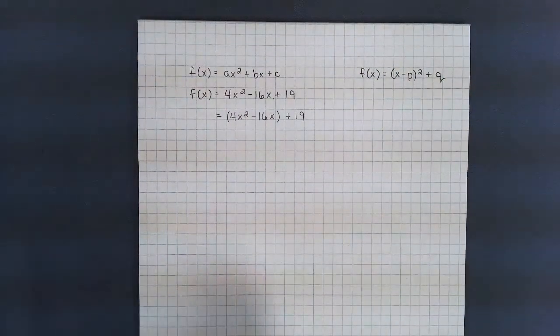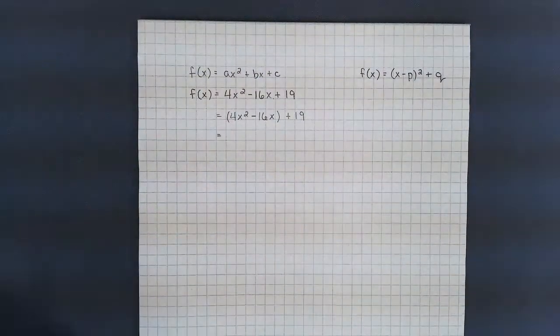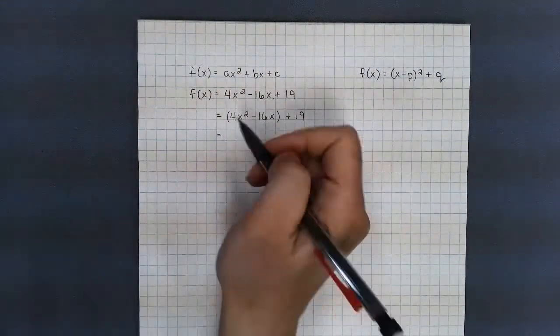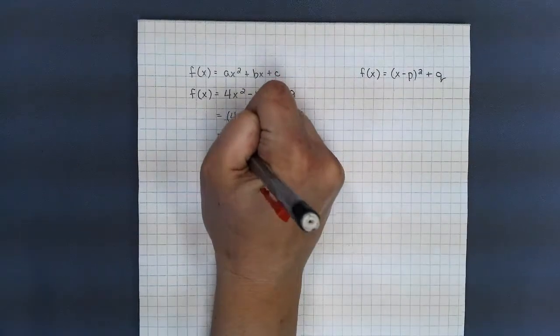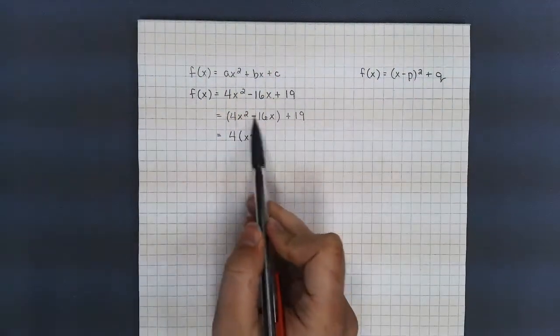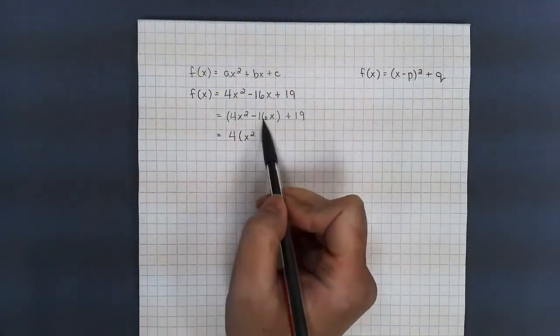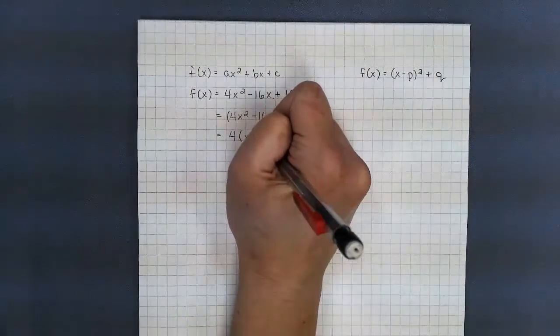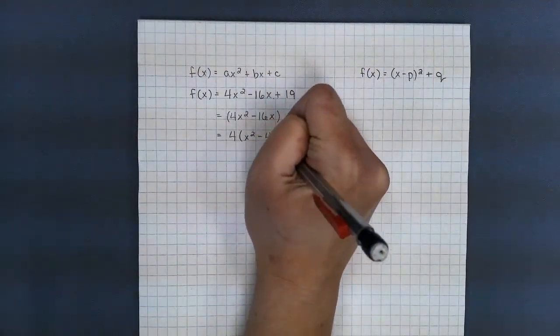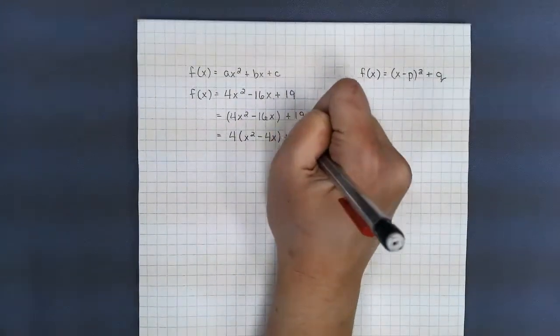Then I am going to factor out any number that's attached to the x squared value because x squared needs to be on its own. So that happens to be a 4, so I'm going to take the 4 outside of the brackets and I'm left with x squared. And I also need to remove that 4 from the negative 16 since it's inside the brackets. So negative 16 divided by 4 is negative 4, so I still have a negative 4 attached to that x, but that's okay. And I still have the plus 19 hanging out there.